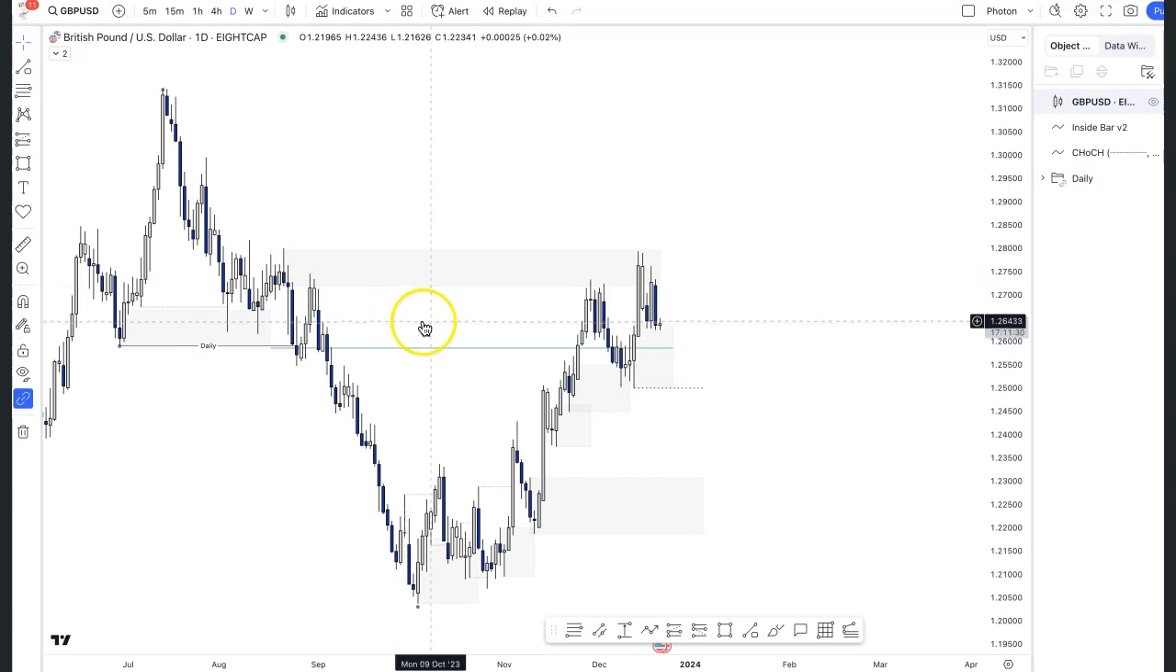Yeah, and that's pretty much it. So this is as far as the daily is concerned. So what are we looking for? We're still bullish, but I'm a little cautious now because we've now come into a supply and we are also in the premium.